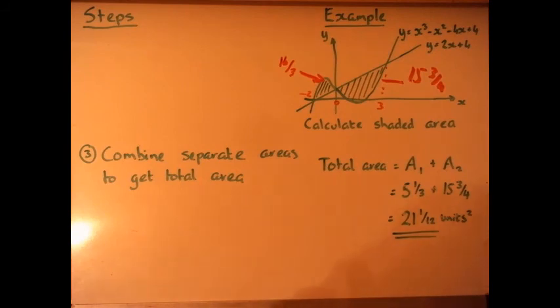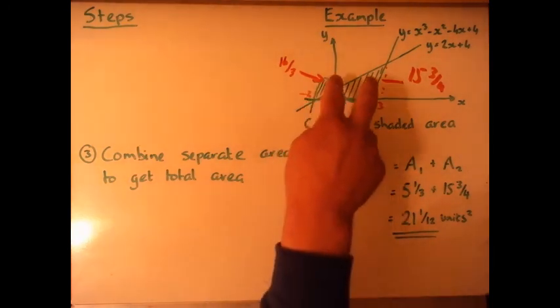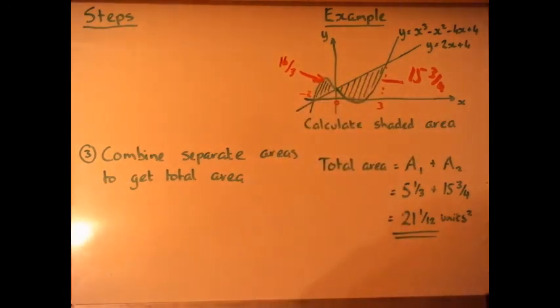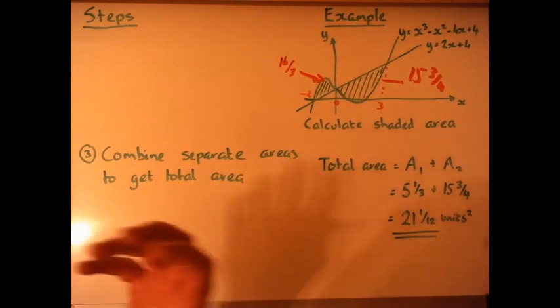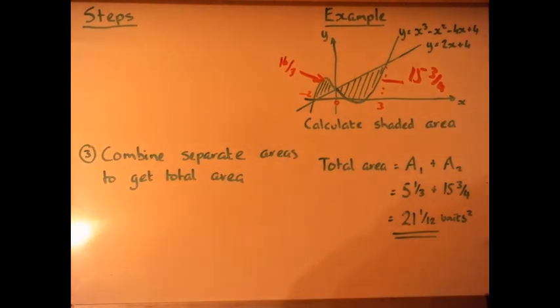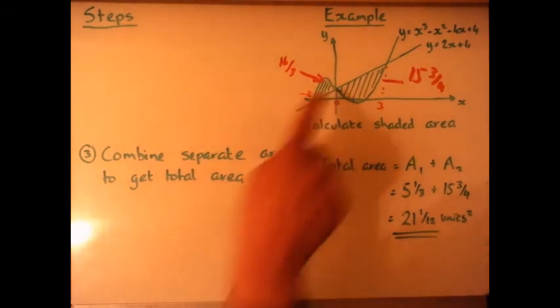So a fairly complex example there. If that was in an exam, it's going to be a 10, 11, 12 marker probably. So quite a lot involved. The key thing is this idea that for each of those separate areas, we were dealing with a different function because our top curve and bottom curve changed around, they switched around at this point of intersection here.